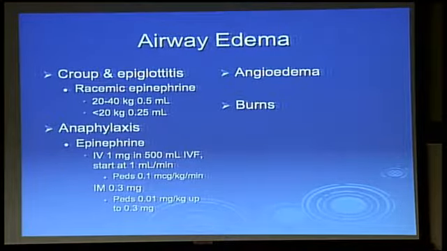For airway edema, croup and epiglottitis, the treatment is racemic epinephrine. One thing about racemic epinephrine is that, remember, because it has both alpha and beta properties, if it's unclear to you whether this is an upper or lower airway issue, you're safe giving racemic epinephrine. We had a kid the other day who was an 18-month-old who was brought in.